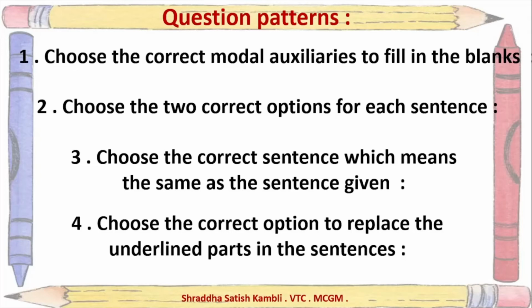So a particular part of the sentence will be underlined. You have to find an option which will replace that particular underlined part. Okay, so now as we always do when we see the examples, the idea will be clearer to you. So let us move on and do at least 4 or 5 examples from each pattern.